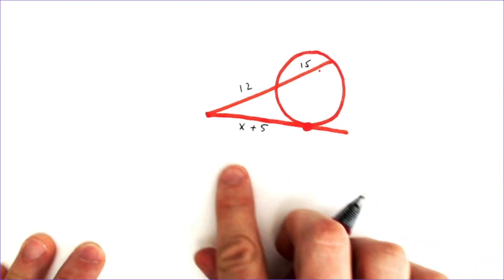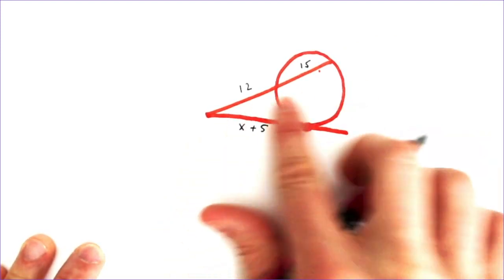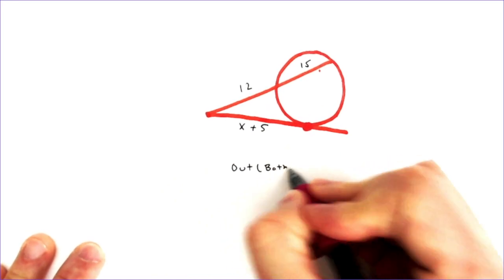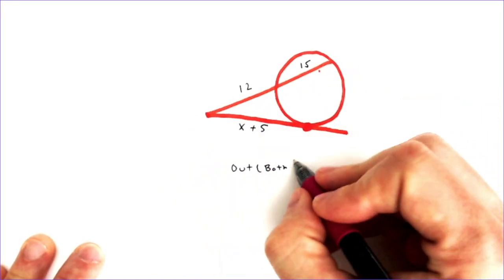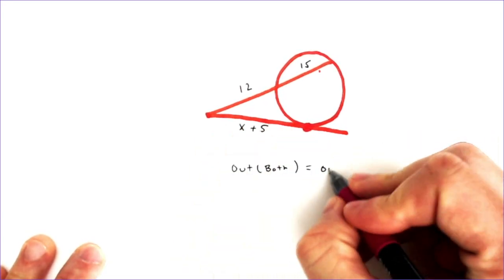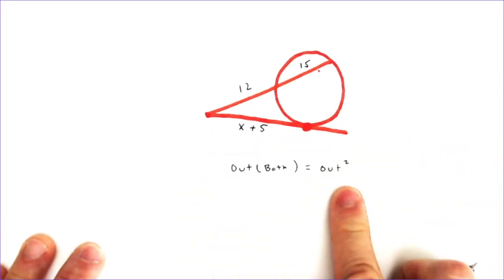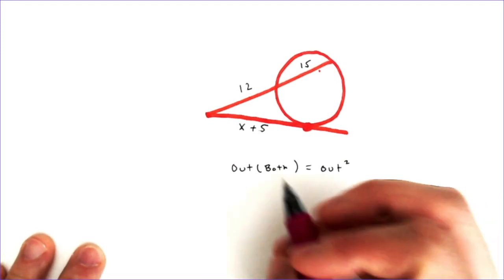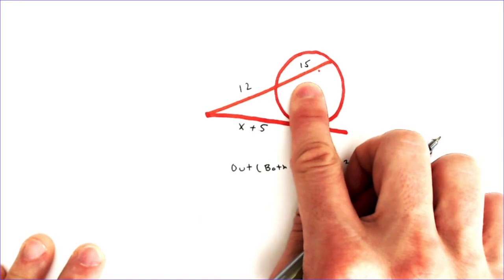So we can do the formula, which is outside times both for the secant part. This part is still outside times both. Here you don't really have anything but an outside, so that is really outside squared, or you could write it as out times out. Both of them are the same. So I'm going to start with the 12 and 15 because that's the easier part.